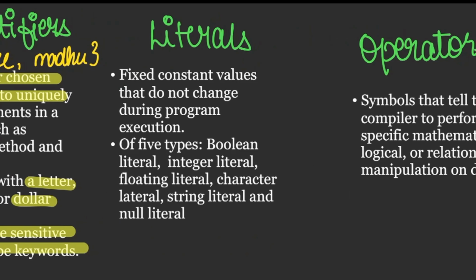Moving on to literals. Literals are fixed, constant values that do not change during a program execution. There are again 5 types: Boolean literals, integer literals, floating literals, character literals, string literal, and null literal. We will be looking into exactly what each of them are in the data types that we will be discussing in the upcoming slides.